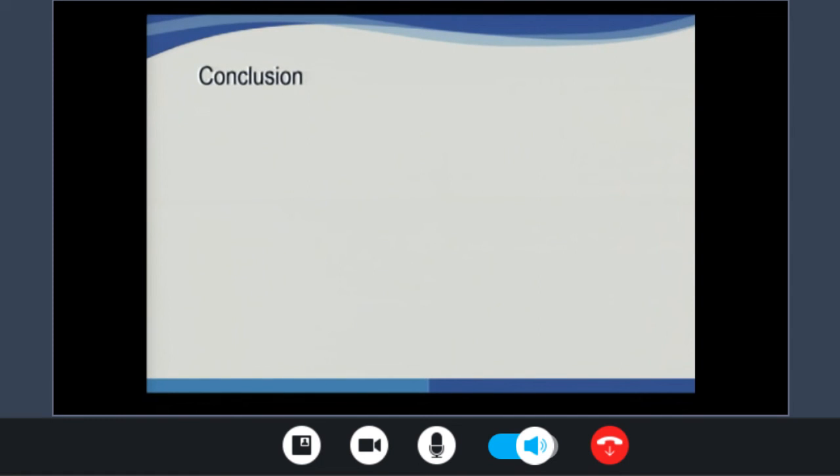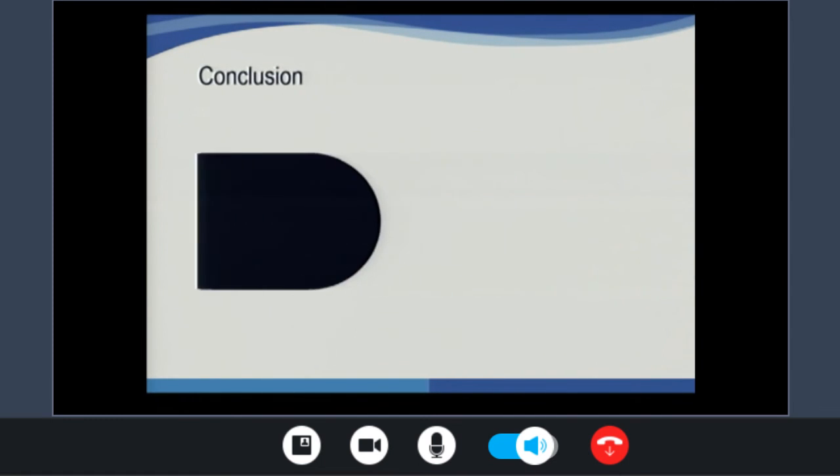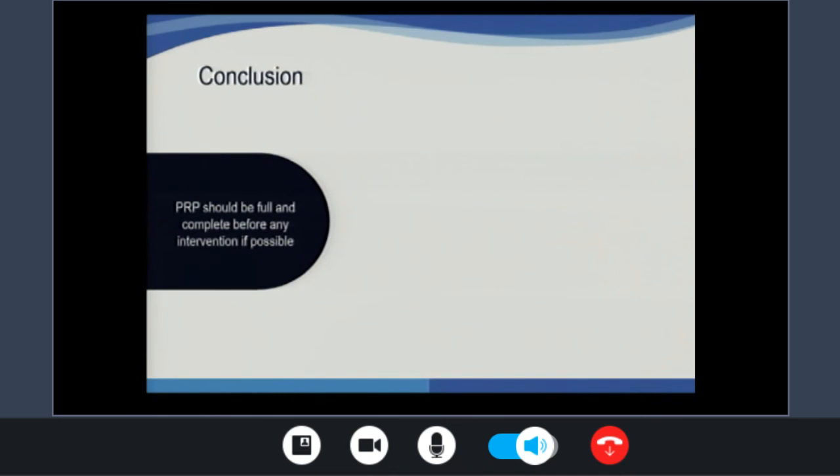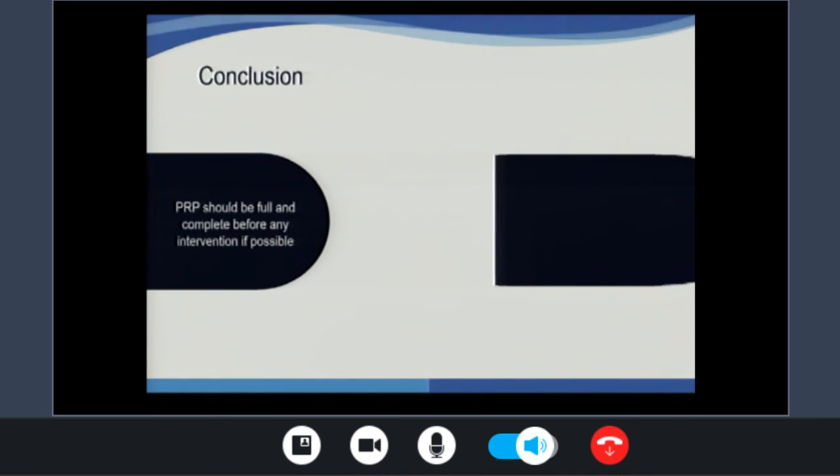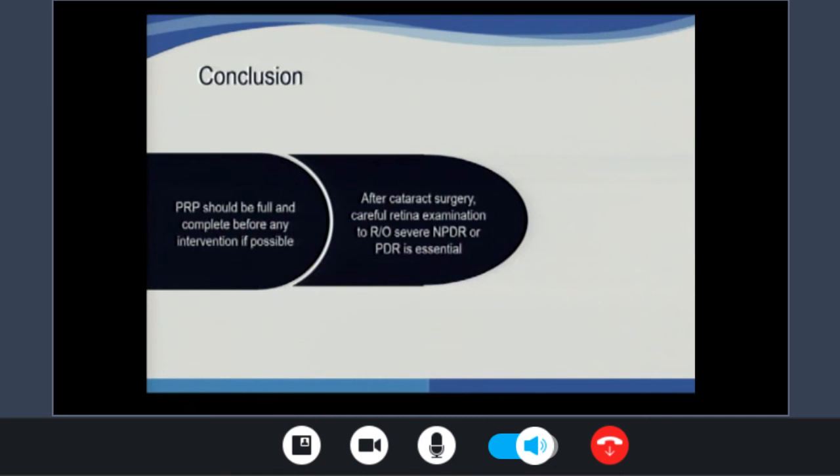In conclusion, you have to examine the retina very well before any intervention. And after an intervention, you have to be even more careful to detect any retinal signs of ischemia, diabetic retinopathy, or proliferative diabetic retinopathy.